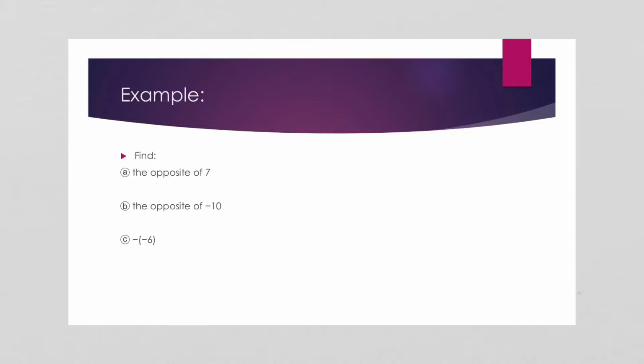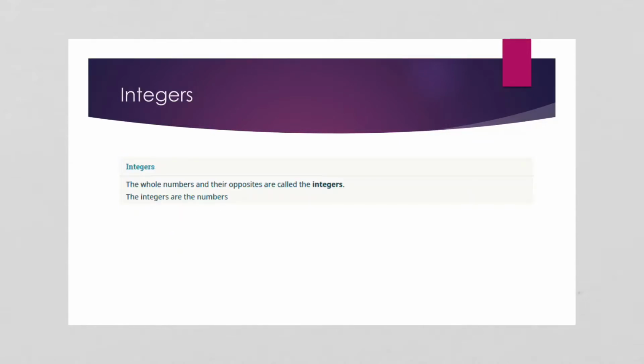Okay, on part A, we're going to find the opposite of 7. The opposite of 7 is -7. On part B, the opposite of -10 is +10. And on part C, I've got the opposite of -6. And what is the opposite of -6? It's +6. The whole numbers and their opposites are called integers.